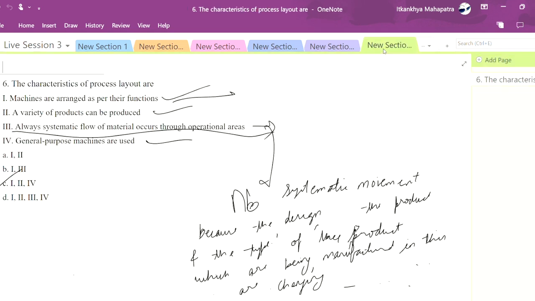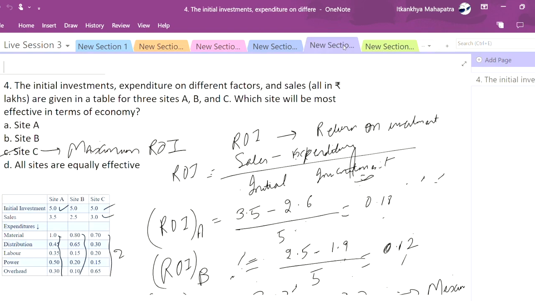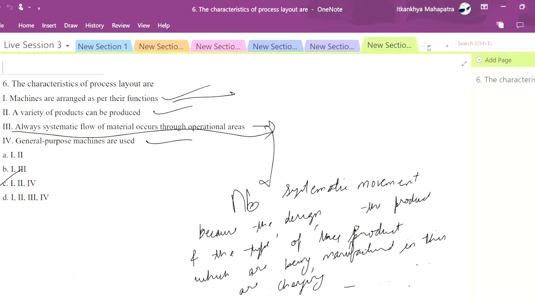The next topic was process layout and plant layout, and questions based on them. The characteristics of process layout are: machines are arranged as per their functions, a variety of products can be produced, and general purpose machines are used. Systematic flow of material across two operational areas is not a process layout characteristic; it is for product layout.